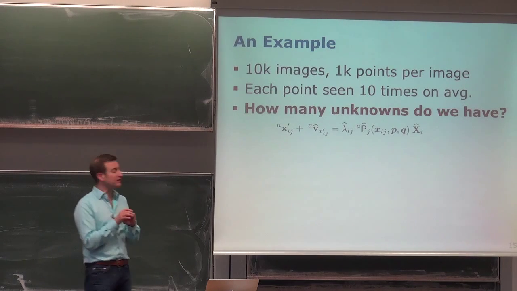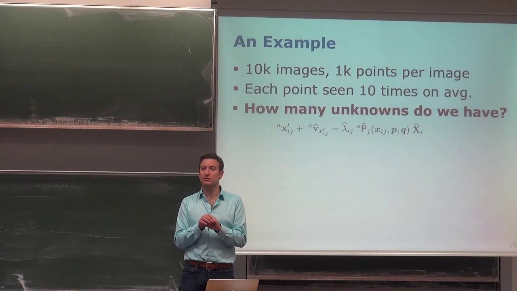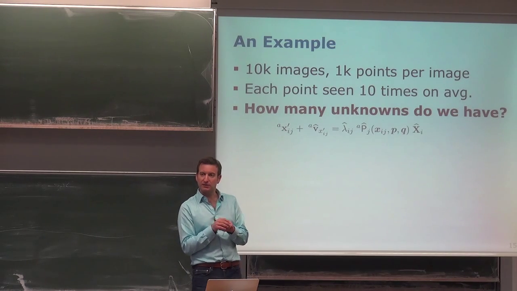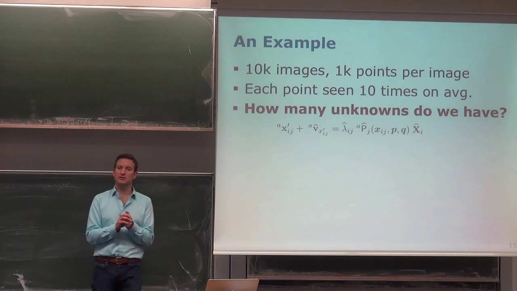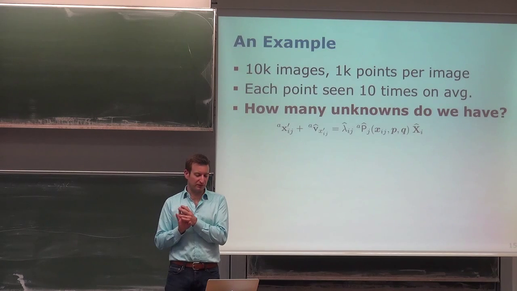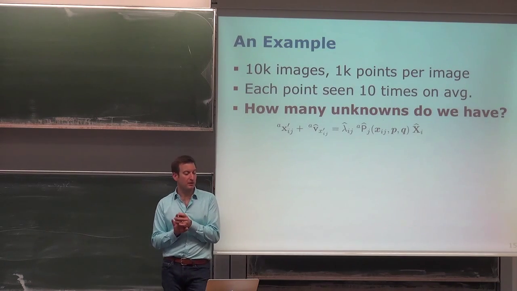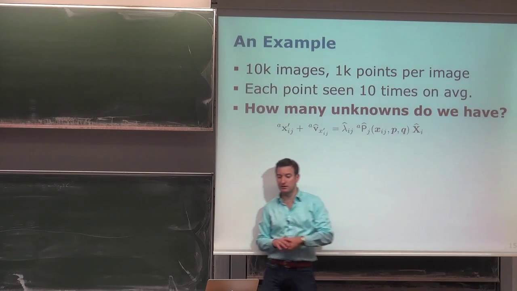Okay, so we have 1 million points. How many unknowns does this generate for us? 3 million. 3 million, exactly, because they have an x, y, and z coordinate that I need to estimate. Okay, so 3 million unknowns just from the points for this guy over here.